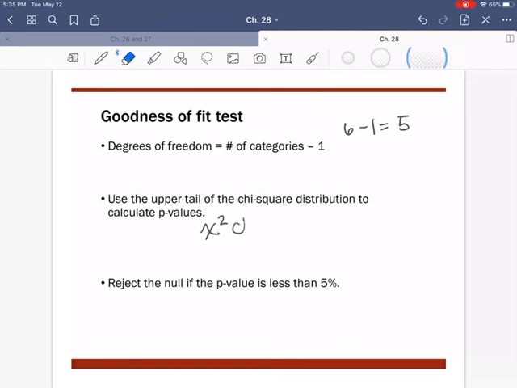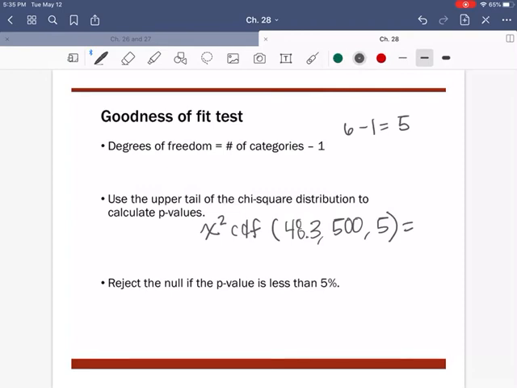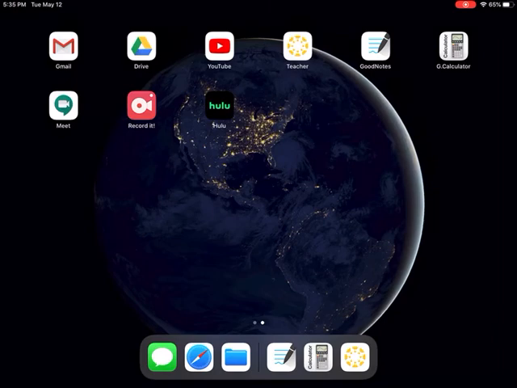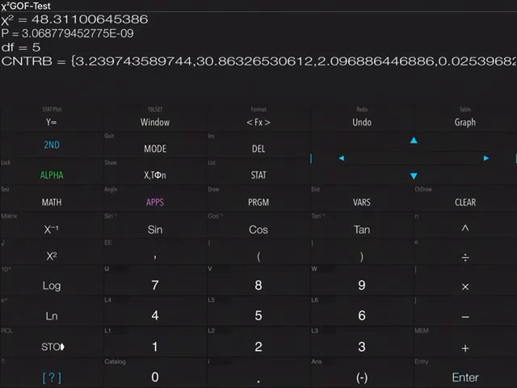Okay, we already talked about this. There were 6 categories, so we did 6 minus 1 was 5. And then we can do chi-square CDF, 48.3 to 500 with 5 degrees of freedom. You can type that in, but there's actually no reason to type it in because we already got that answer.